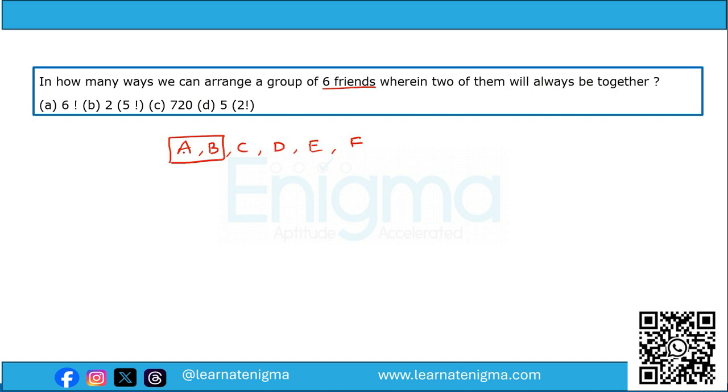So we are assuming AB as one group, as one entity, and the remaining four friends. So 4 plus 1, that is, we have five entities to be arranged in a linear way. So therefore, it will become 5 factorial. And these AB can be arranged amongst themselves in 2 factorial ways. So the answer will be 2 into 5 factorial. That is option B.